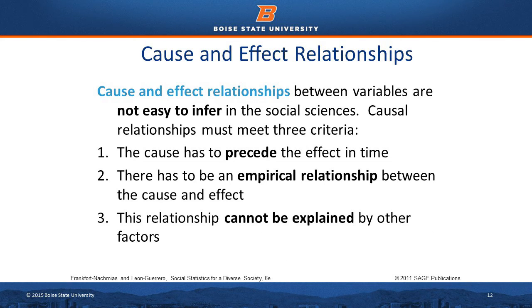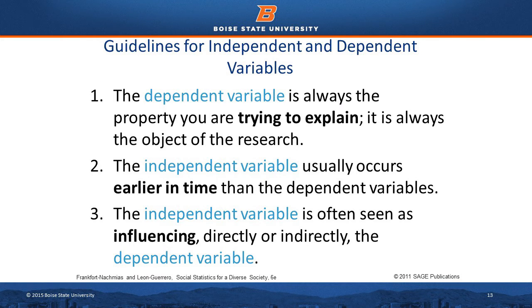Researchers will never state that one variable caused another variable to occur, as there are so many variables to consider in social science research. However, we do use the term causal relationship or cause and effect relationship, where the cause has to precede the effect and the relationship cannot be explained by any other factors that are being considered.